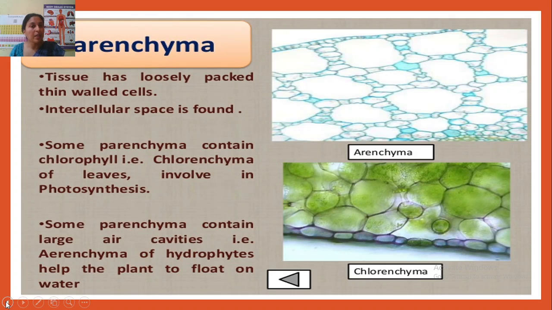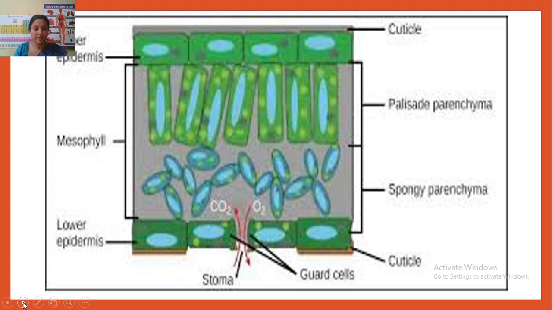Sometimes these parenchyma cells contain a higher number of chloroplasts. They are known as chlorenchyma. They are involved in the photosynthesis process.